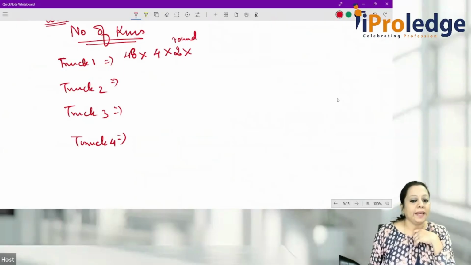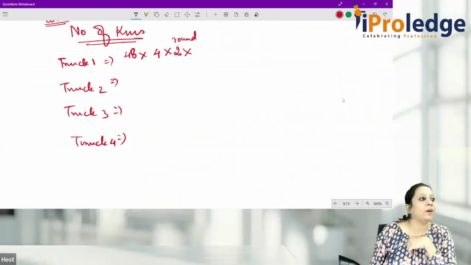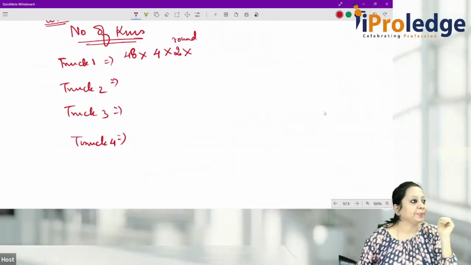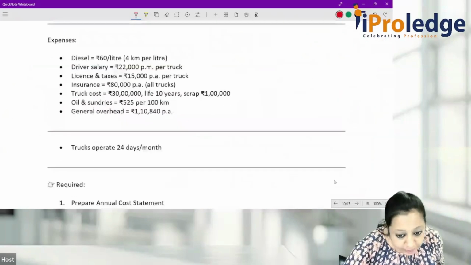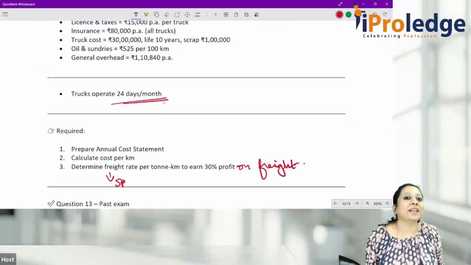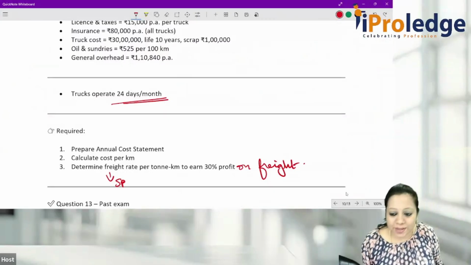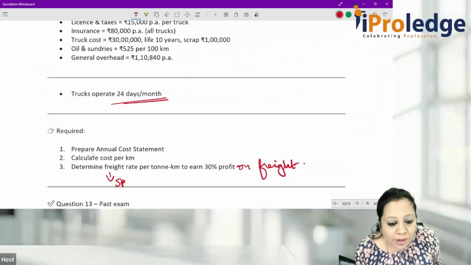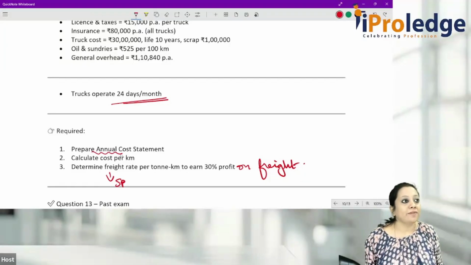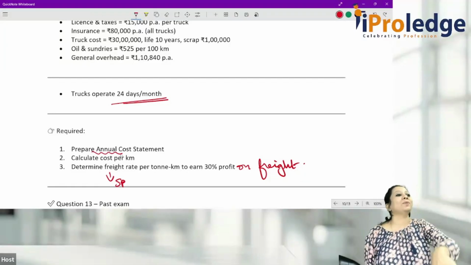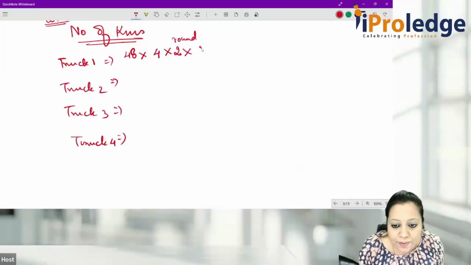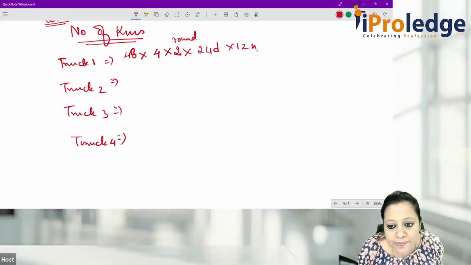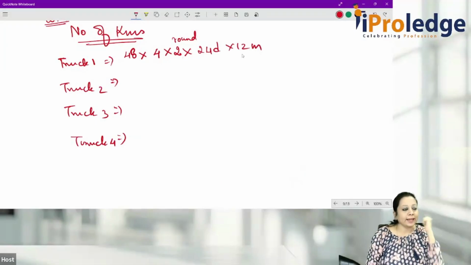Now, can it be for 1 month or 1 day? What could it be? Day, right? They have given here that yes, truck operates 24 days per month. Right, students? So now, here they want you to calculate annual cost, which means what we will do into 24 days into 12 months. Are you all understanding, students? So once you write one thing, you will think and write the other thing, same logic only. Okay.